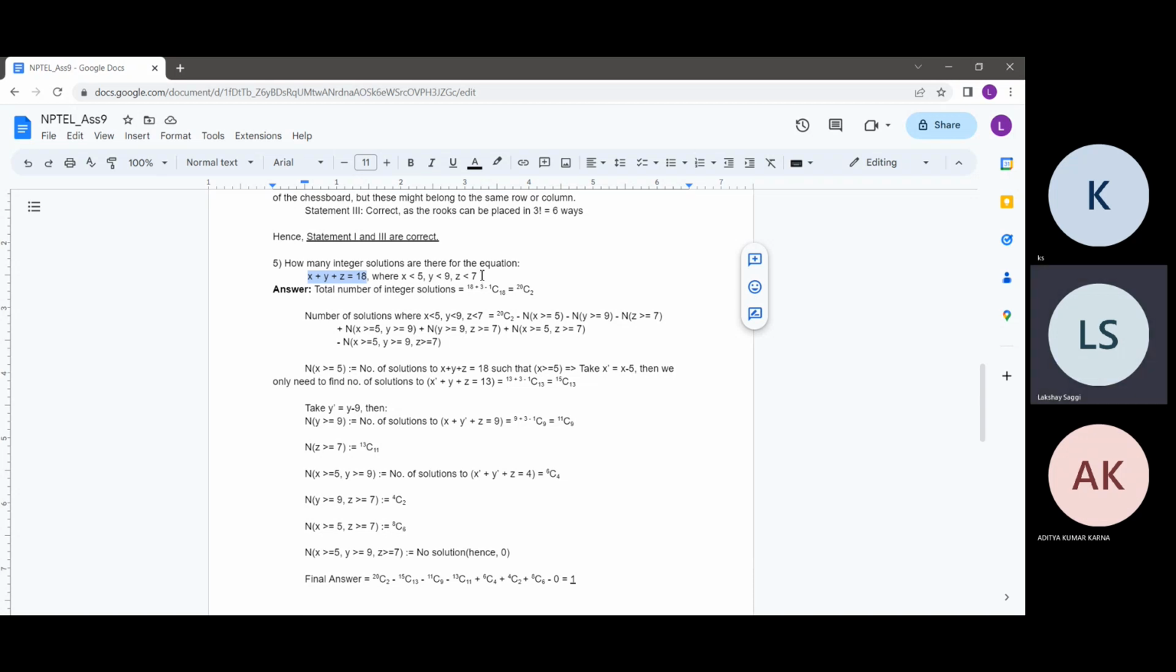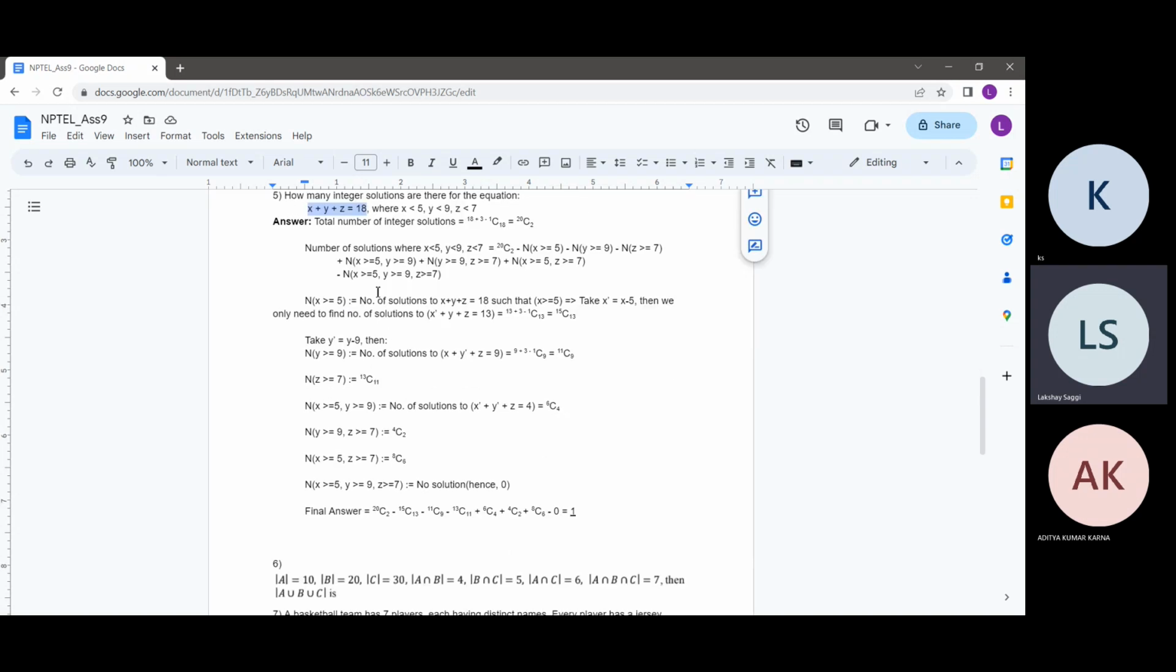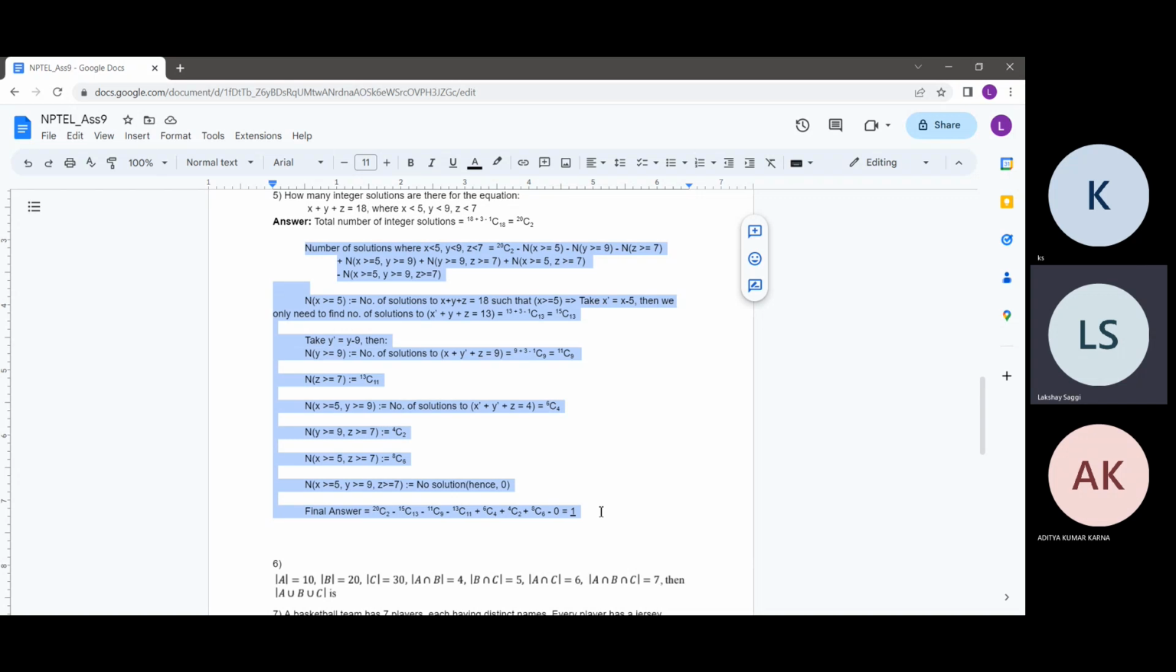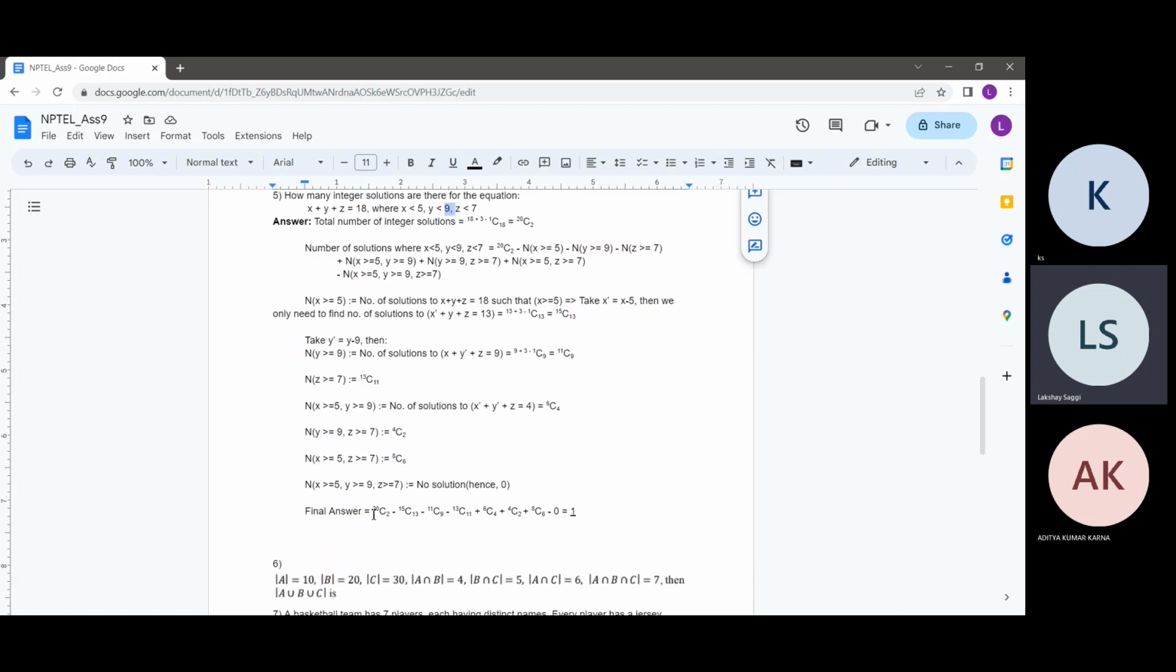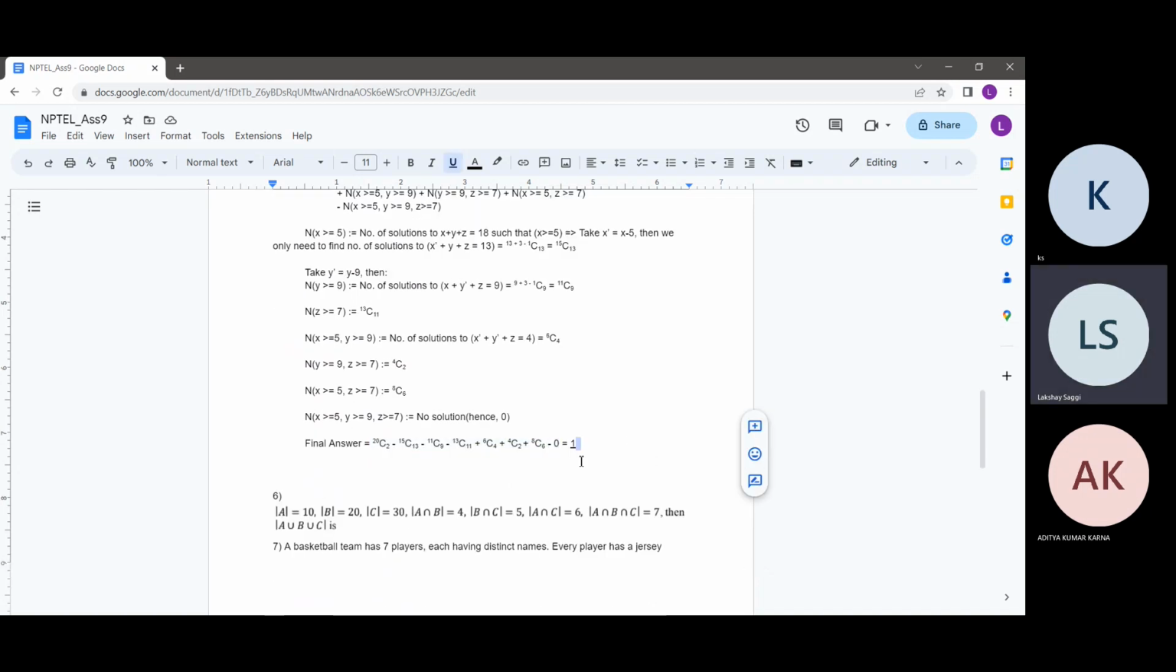But in general, suppose x, y, z were a bit larger, then trying to find out values manually might not work. So this is a universal method for finding the solution, right? It doesn't matter whether these values are large or small. At least I could put it in the combinations form. So this is the final answer.